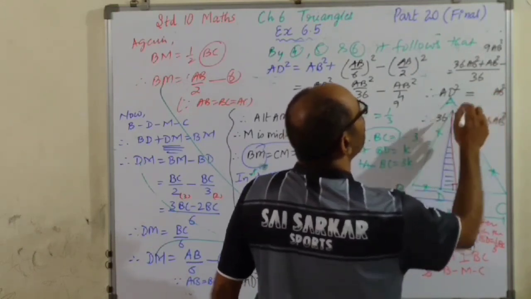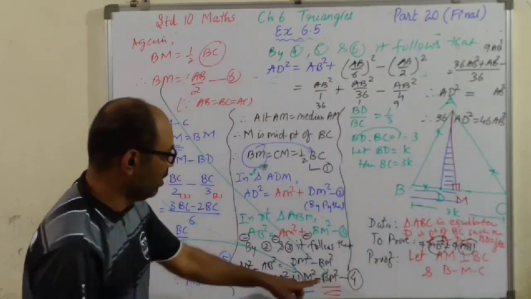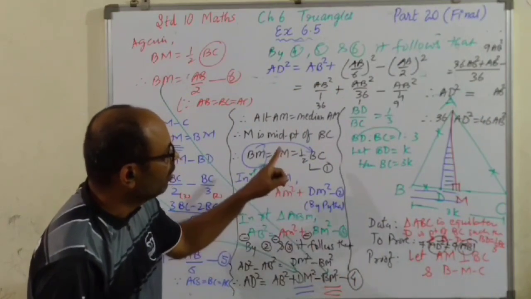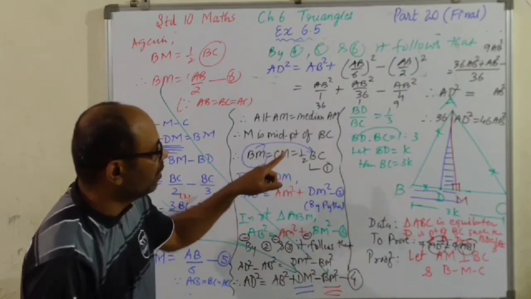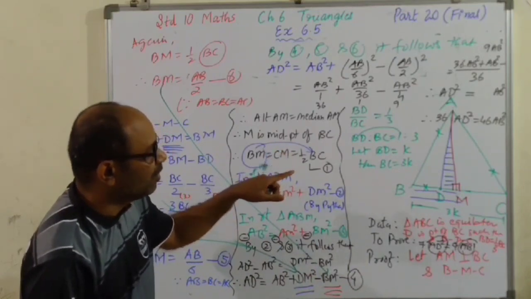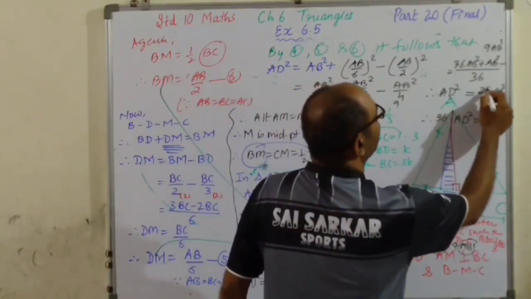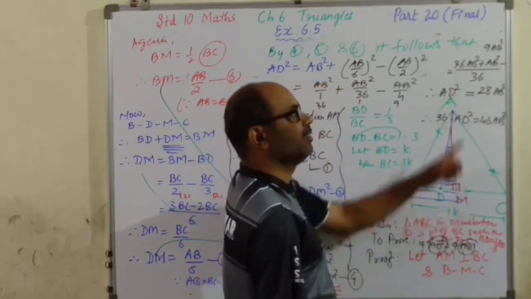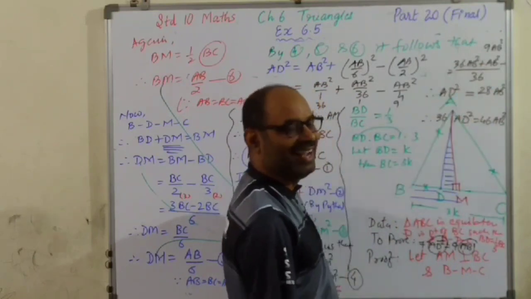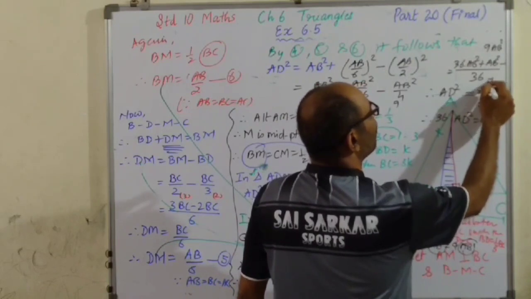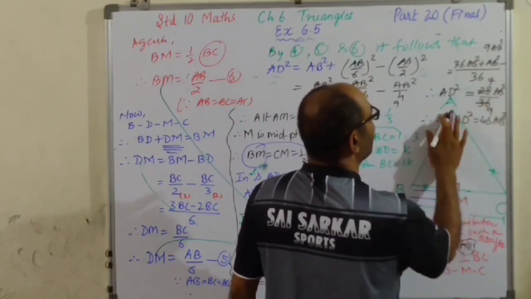37. Is it correct? Dm square. Okay. 36 plus 1. 37 minus 9 is 28. Correct? 37 minus 9 is 28. Upon 36. 4 sevens are, 4 nines are.